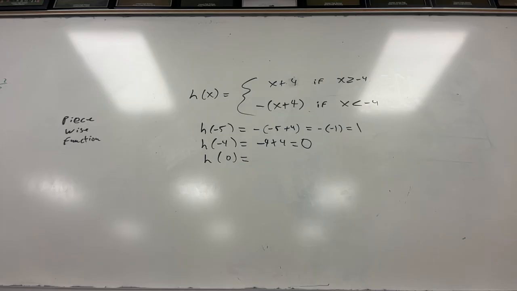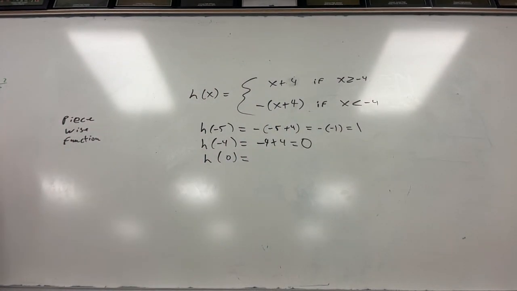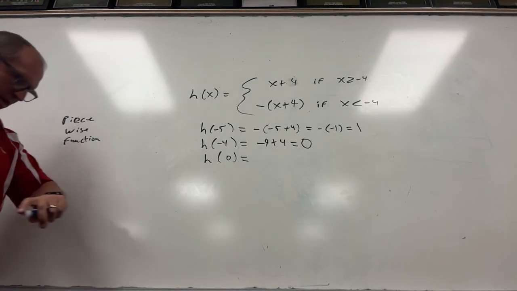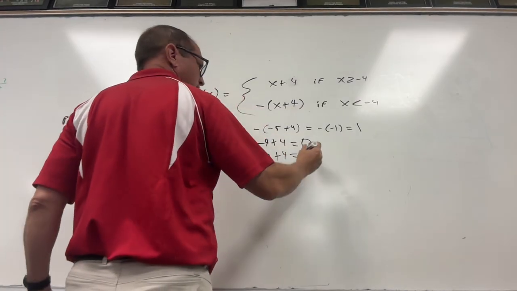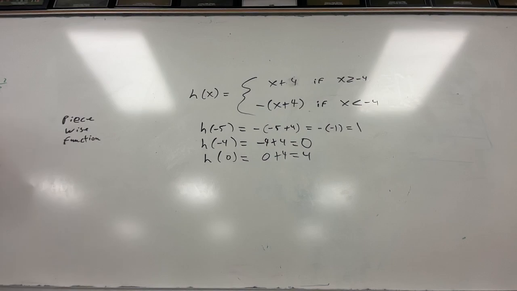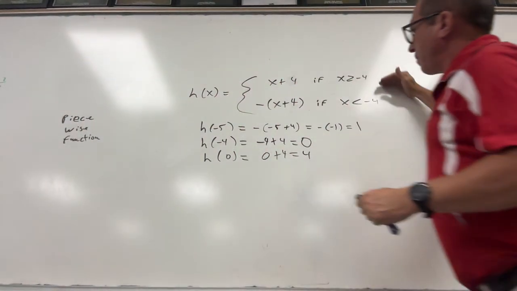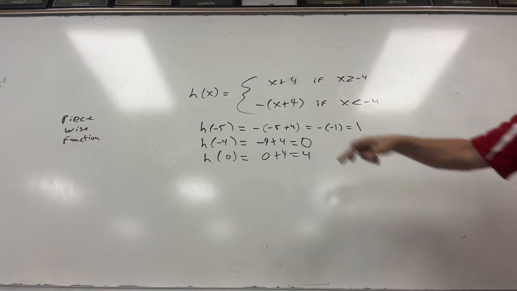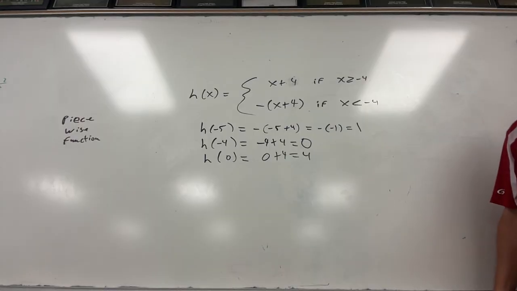And finally, h of 0. Which one of these equations would we want to deal with here? The top one again. So it's 0 plus 4, which is 4. So again, with piecewise equations, look at what you're solving and see which domain it fits to choose the equation that you want to use. Are we okay to keep going? All righty.